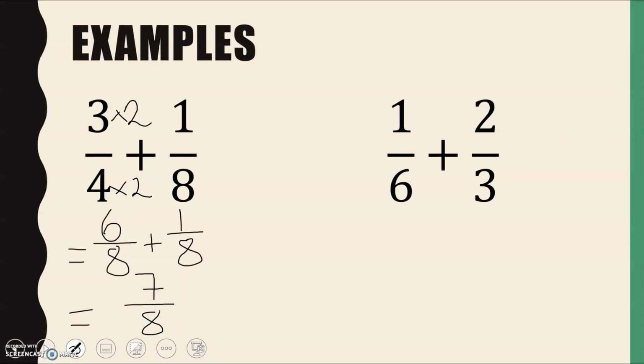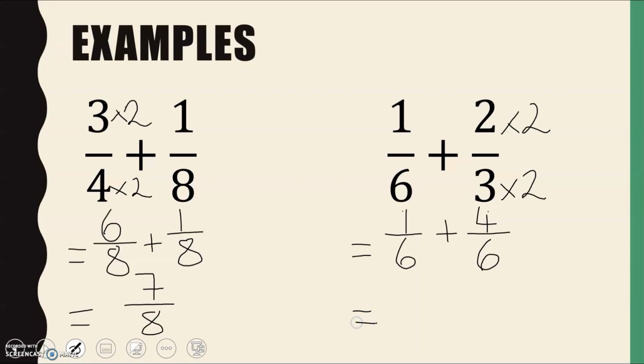For our second example here, I've got 1/6 plus 2/3. Now 6 and 3, well, I can make 3 into a 6 by timesing by 2, and then whatever I do to the bottom, I must do to the top. So that is then going to be 1/6 plus 4/6. And then just like before, 1 plus 4 gives me 5, and 6 stays as it is for the denominator.